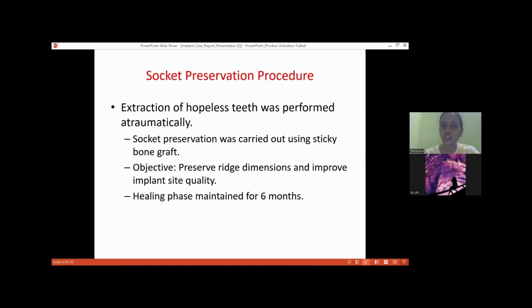After extraction of the hopeless teeth, we performed a socket preservation using sticky bone graft, which was formed using particulate bone graft mixed with injectable PRF. The objective of using socket preservation was to preserve ridge dimension and also to improve implant site quality. The healing phase was maintained for 6 months.